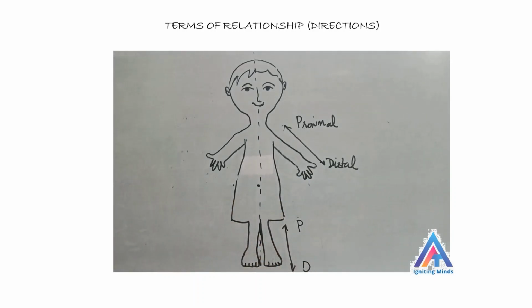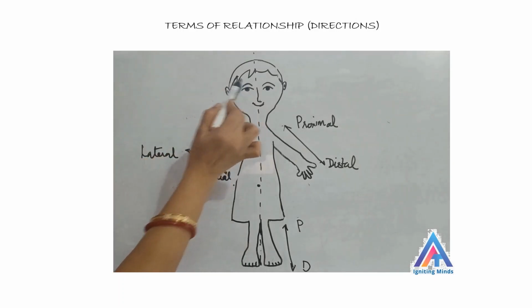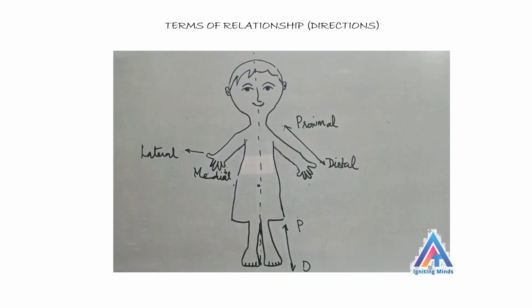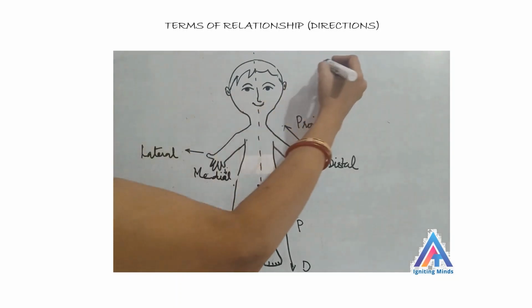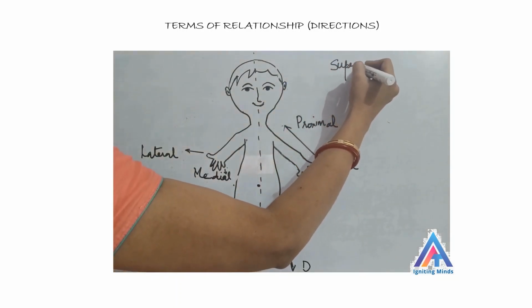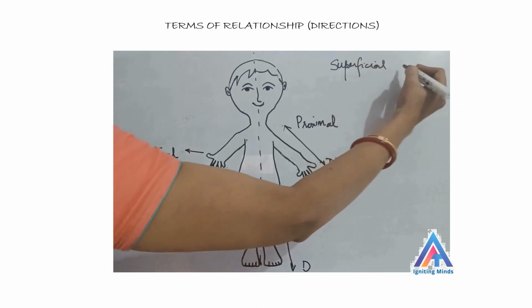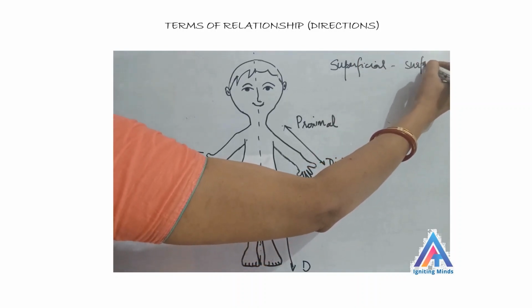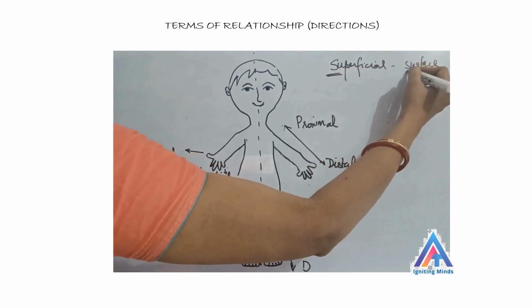The next one, medial and lateral. Medial is anything closer to the midline. Lateral is anything away from the midline. When you see this subject, the little finger is medial, thumb is lateral, eyes are medial, ears are laterally placed. Superficial. Anything closer to the surface of the body is superficial. Superficial, surface. Anything away from the surface of the body is deep.